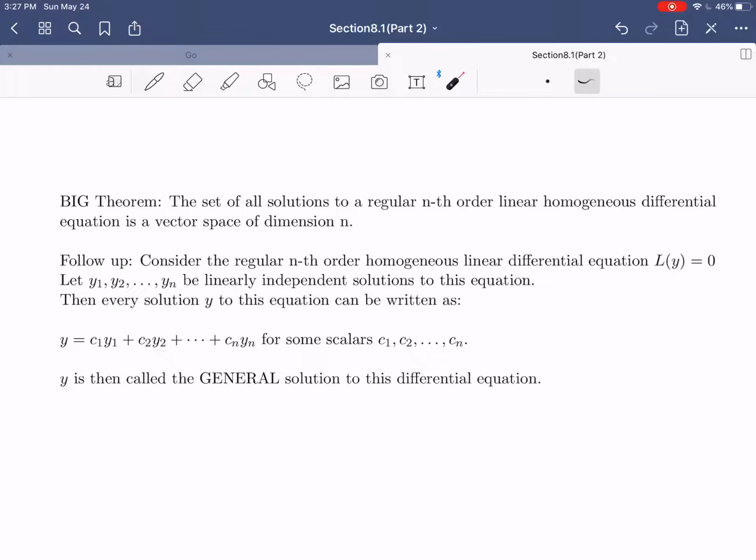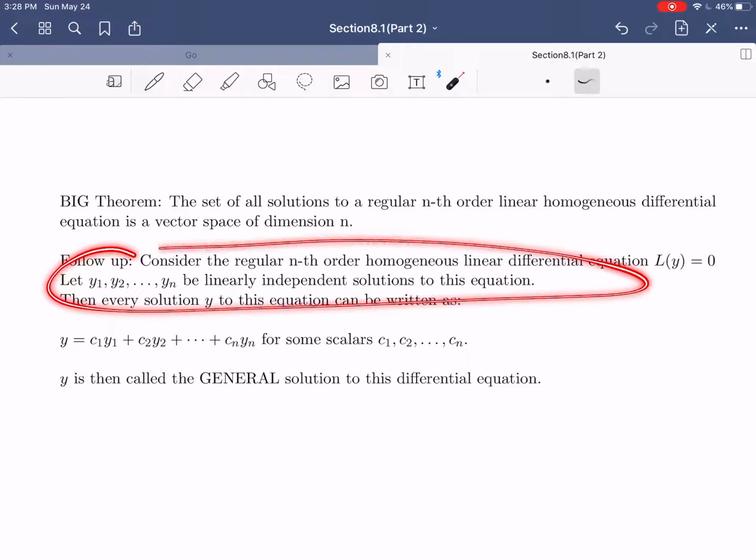In today's video, we're going to be finishing up section 8.1 from your textbook, which was setting up all the foundational theoretical background for working with linear differential equations. In the previous video, we went through and proved a really big result about the solutions to a regular nth order linear homogeneous differential equation. Remember that the main idea of that big theorem was that those solutions actually form a vector space of dimension n. So let's make sure right off the bat that we do a quick follow-up to understand the consequences of knowing that this solution space is a vector space of dimension n.